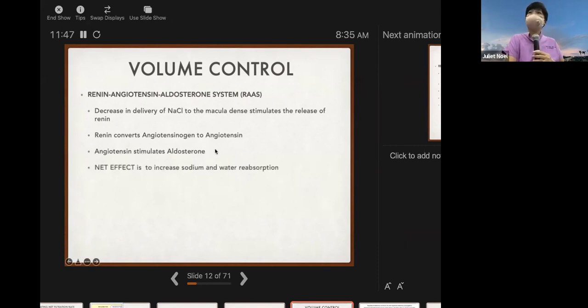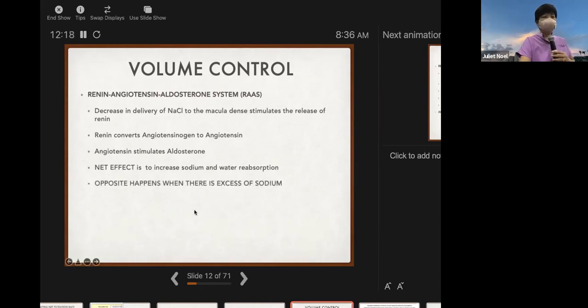So what does aldosterone do? It reabsorbs sodium in the distal tubules and the collecting ducts. The net effect is increased sodium and water reabsorption in the kidney, so you maintain or improve the intravascular volume of a patient. If you already have an excess of sodium, it will just shut down. It's the opposite, so there is always a negative feedback.